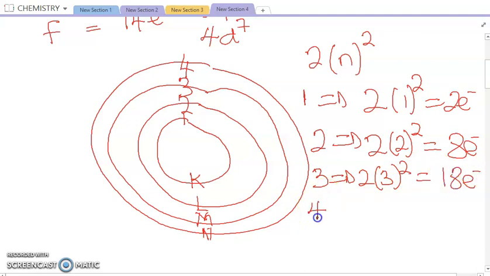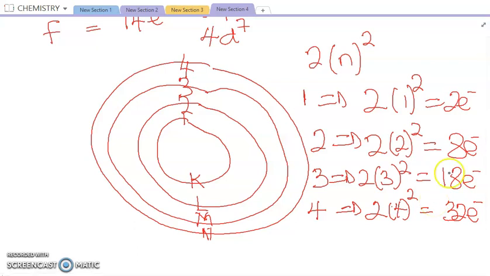If I go to the fourth shell, it means I'm going to have 2 bracket 4 squared. 4 squared will be what? 16. 16 times 2 will be what? 32. Meaning the maximum number of electrons in shell 4 is 32. Now that we know this, let us now apply this knowledge in writing the electronic configuration of the first 10 elements.